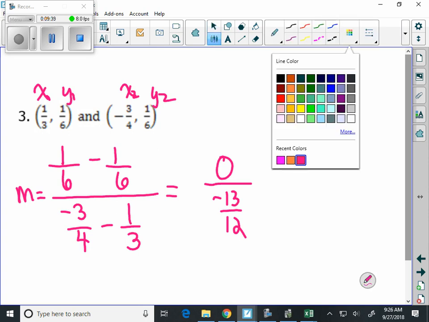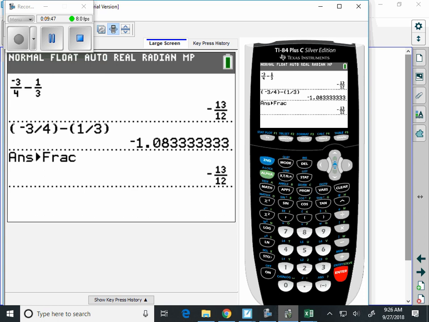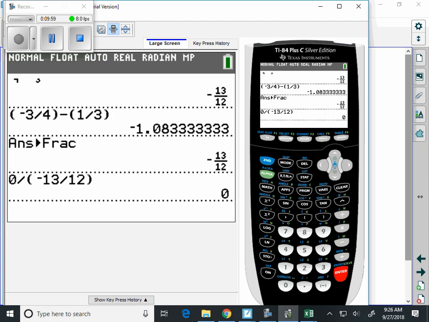And what it equals is 0. If you don't know that, I'm not taking the calculator out of your hand, so type it in. It's 0 divided by negative 13/12. And I didn't use my fraction button, but it's not going to make any difference because there it equals 0.